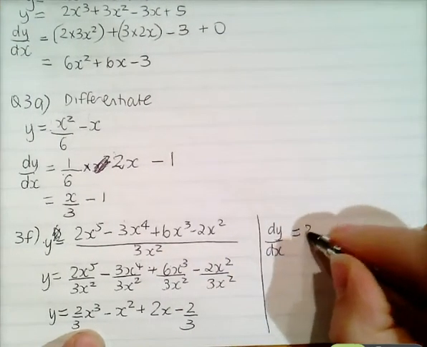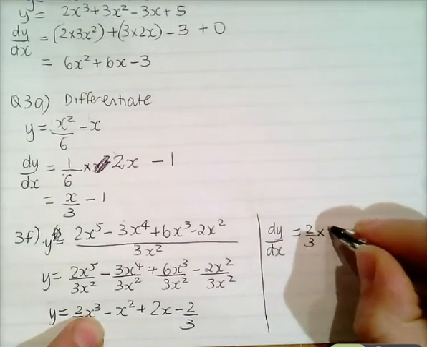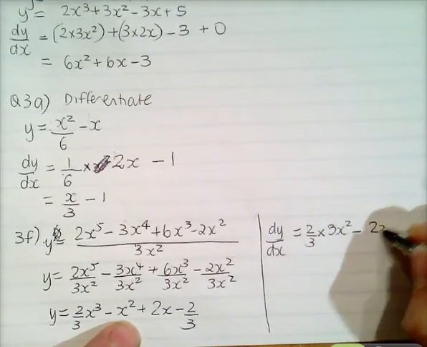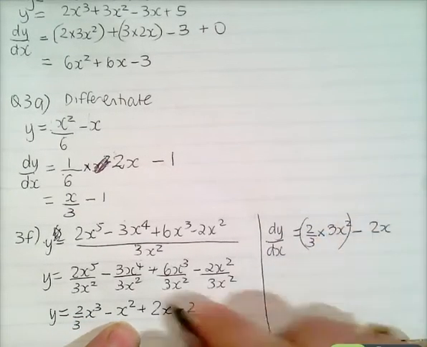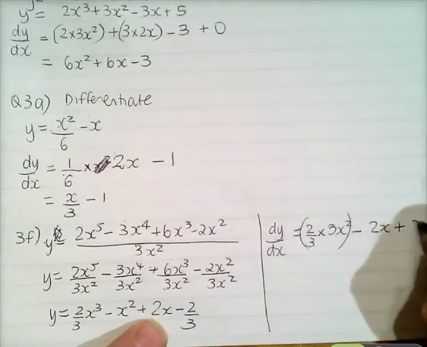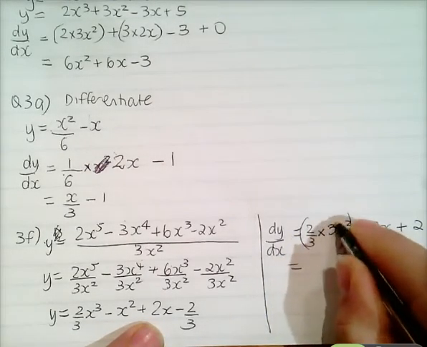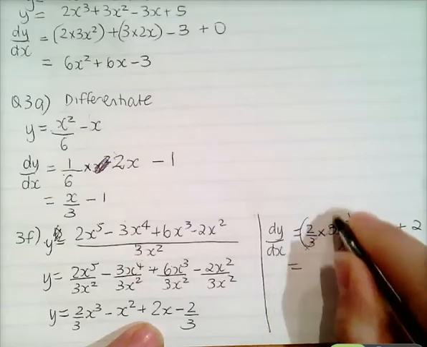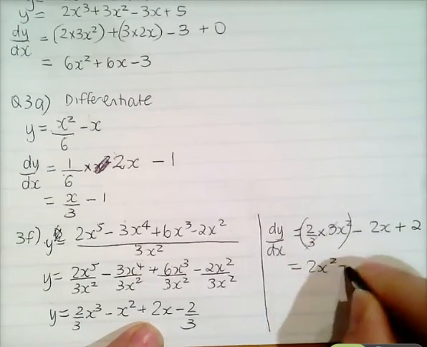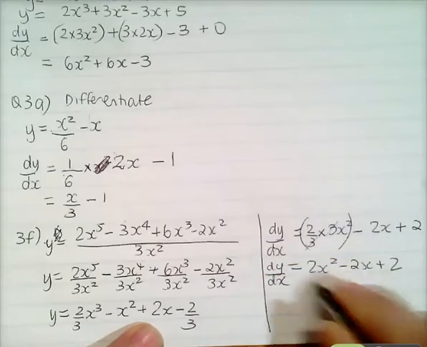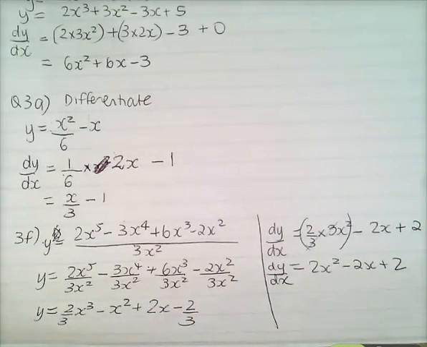Okay, so it's 2/3 times the derivative of x cubed, which is 3x squared, minus differentiating x squared, we get 2x, and differentiating 2x, we get 2. So 2/3 of 3, they cancel, leaving ones in their place, and you get 2x squared minus 2x plus 2. So therefore, this is the derivative: 2x squared minus 2x plus 2.